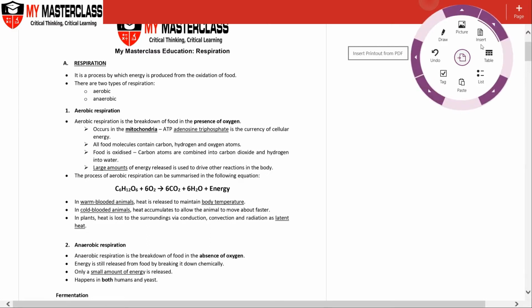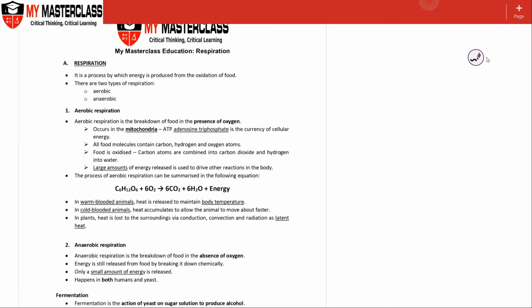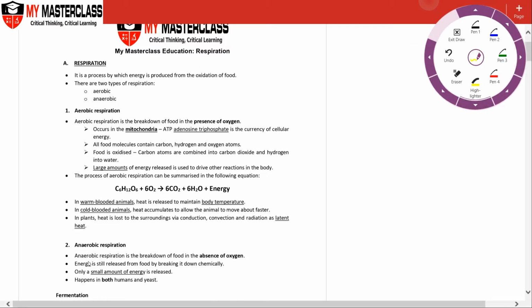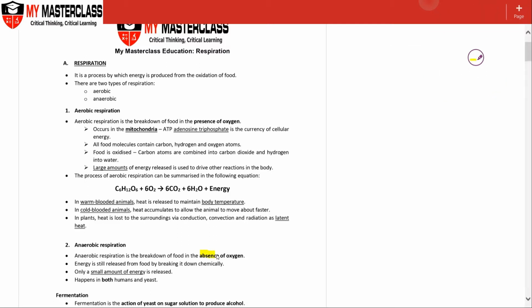Whereas for anaerobic respiration, we don't use oxygen itself, so that's why it is in the absence of oxygen. Now, another difference between aerobic and anaerobic respiration is that aerobic respiration takes place usually in animals or plants, but anaerobic respiration occurs in yeast, which will produce ethanol. Okay, and that is what we call fermentation.